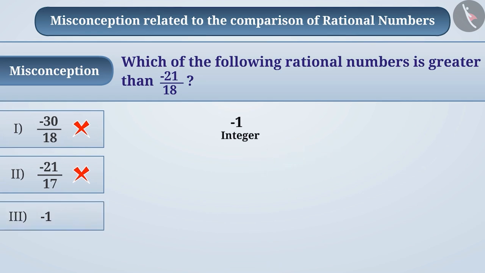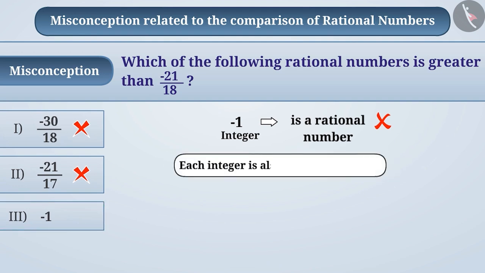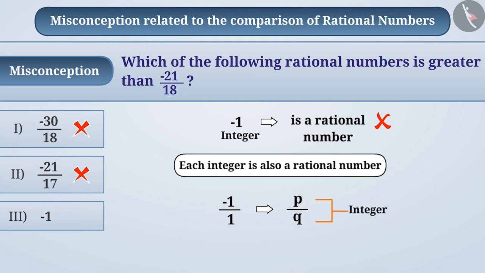Option 3 has an integer. Some students don't understand that an integer is also a rational number. So by looking at -1, they think that this cannot be the answer of the given question, which is incorrect. Every integer is a rational number because it can be expressed in the p by q form, where p and q are integers and q is not equal to 0.